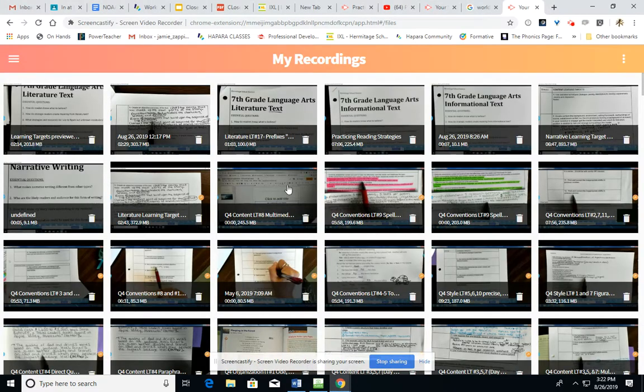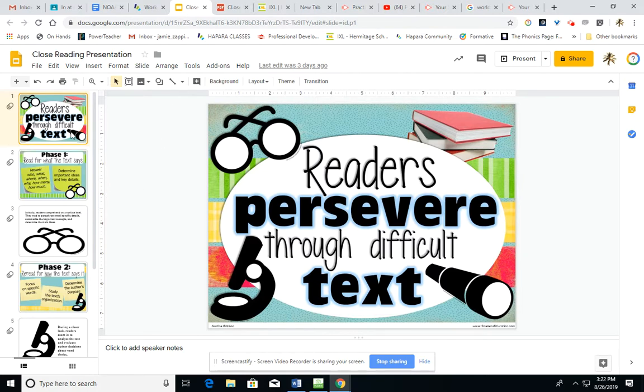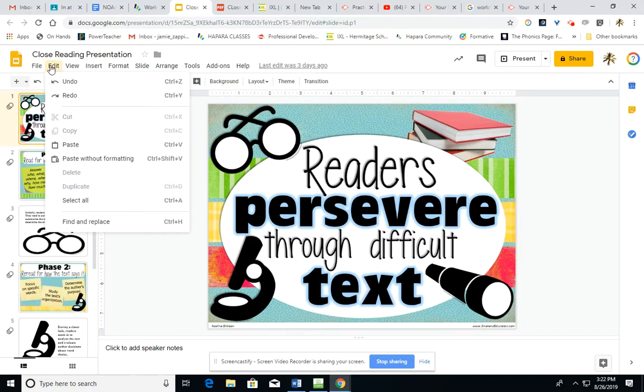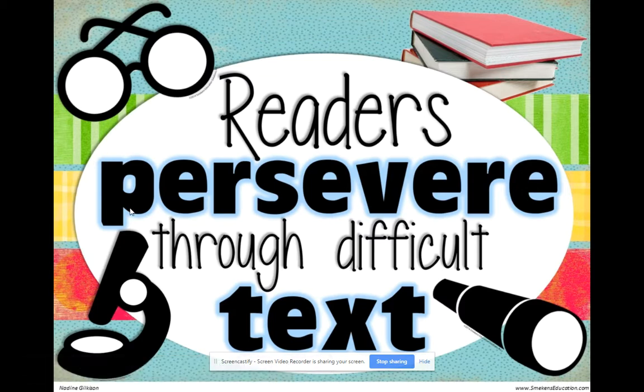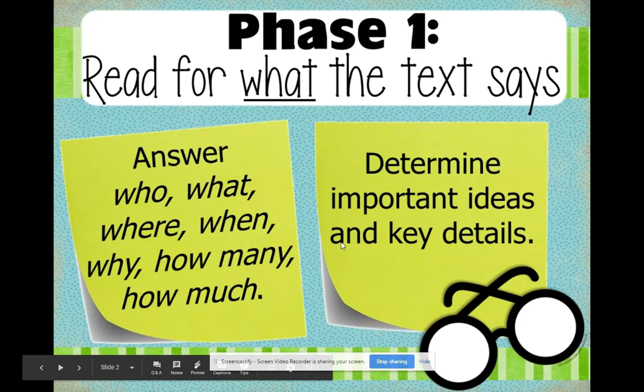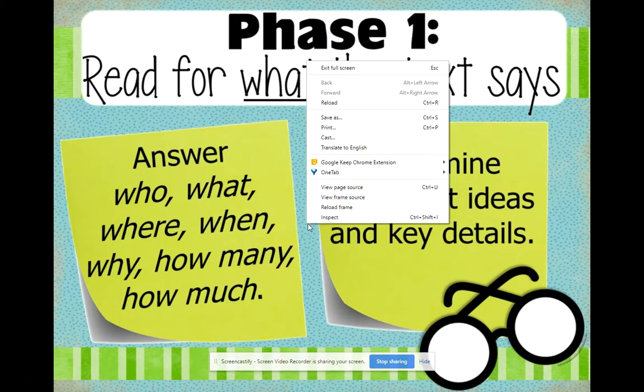So I just want to review what, in fact, close reading is and why it's a good idea and good strategy to use within our classroom. So close reading is looking at the text through a different lens. There's multiple lenses you can look at it, and there are 3 readings of the text. So we're going to call them phases.